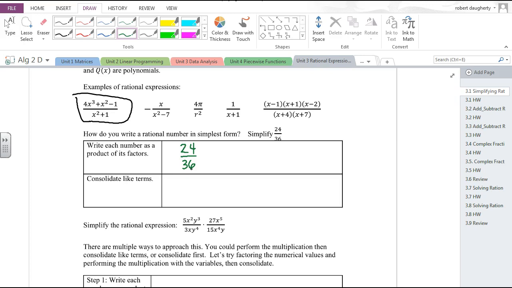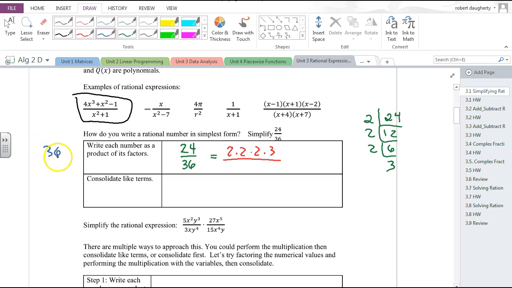So remember how I did this before. I would say 24, divide that by 2 and I get 12. Divide that by 2 and I get 6. Divide that by 2 and I get 3. Okay? So this is 2 times 2 times 2 times 3. That's as simple as I can write it. Okay? 36. If I divide that by 2, I get 18. Divide by 2, I get 9. Divide by 3, and I get a 3. So this is 2 times 2 times 3 times 3.